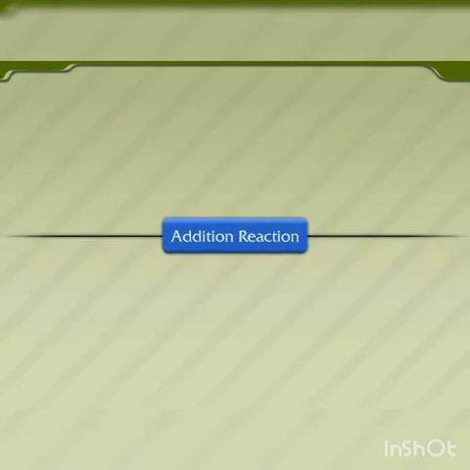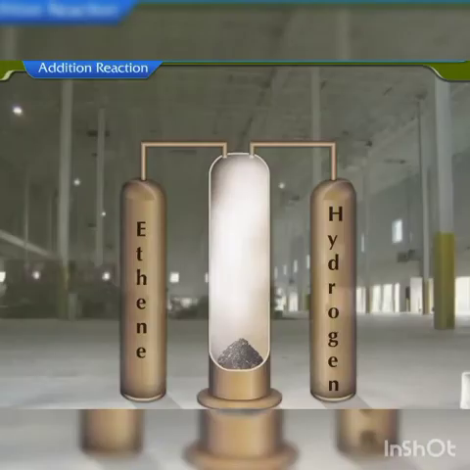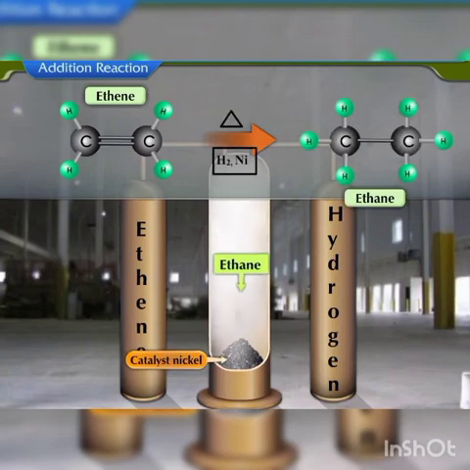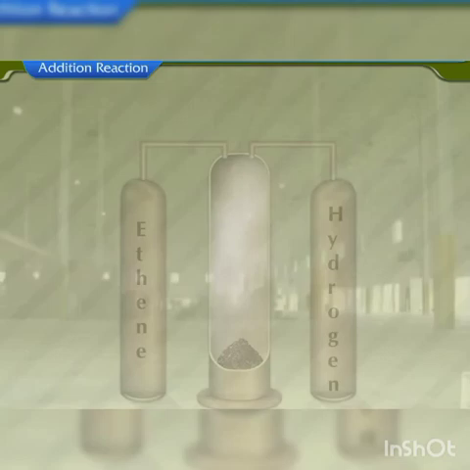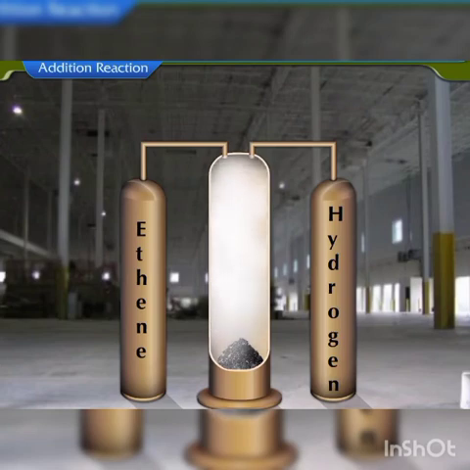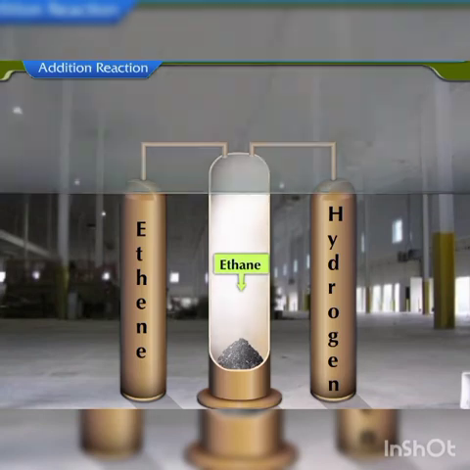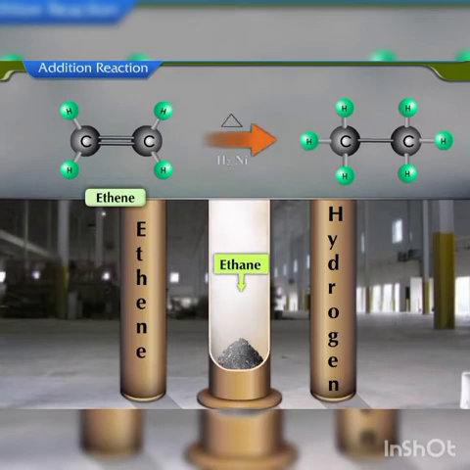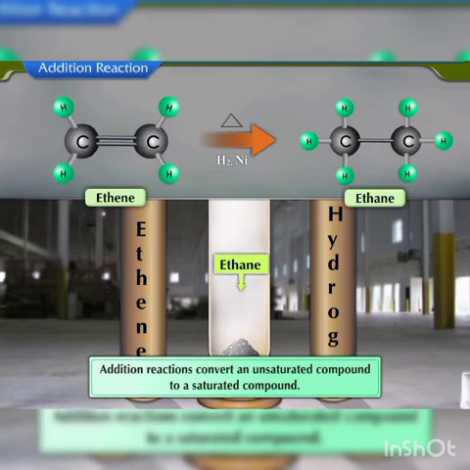Addition reaction. Unsaturated hydrocarbons like ethene combine with hydrogen in the presence of catalyst nickel to form ethane. Let us see the reaction between ethene and hydrogen. Ethene reacts with hydrogen in the presence of a catalyst nickel to form ethane. One hydrogen atom adds to each carbon atom of ethene, due to which the double bond opens up to form ethane. We can say that addition reactions convert an unsaturated compound to a saturated compound.